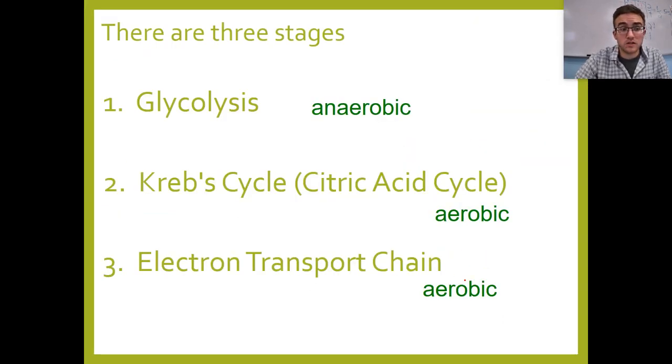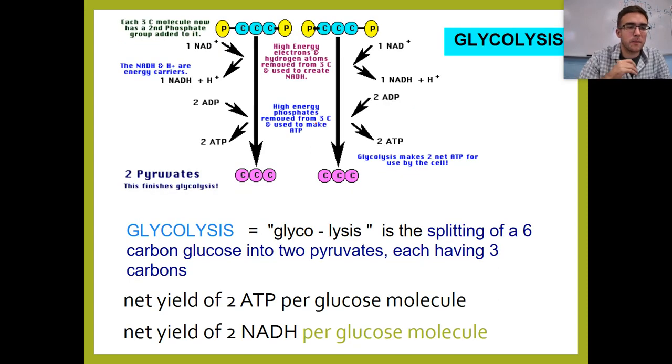So there are 3 steps to respiration: glycolysis, the Krebs cycle, which you may also hear referred to as the citric acid cycle, and then the electron transport chain. Glycolysis is what we're going to talk about today. Glycolysis is step 1, no matter if you're going to go aerobic or anaerobic. It's step 1 either way. So let's get right into glycolysis.